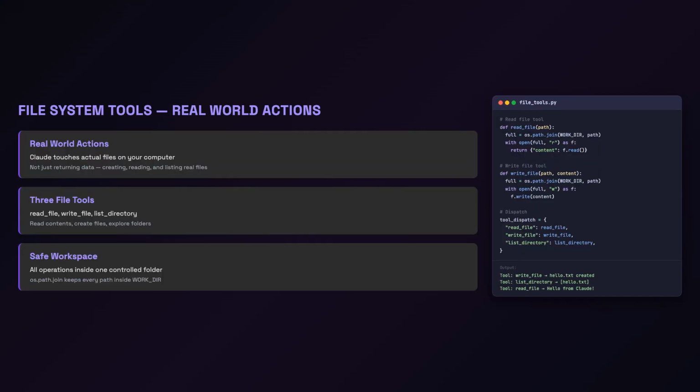Until now, Claude tools returned data. Currency rates, weather, time. But what if Claude could actually change things? Create files, read documents, list folders. This is where AI starts interacting with your real file system. Real-world actions.